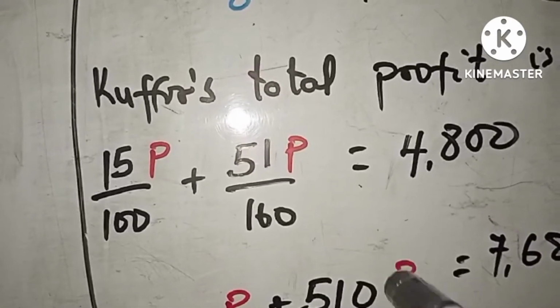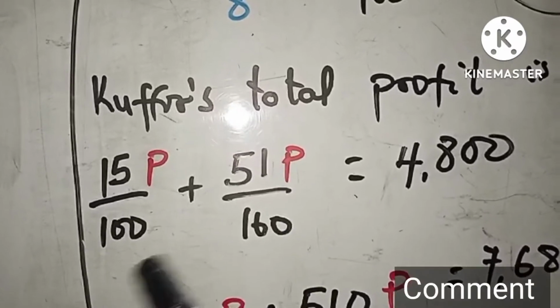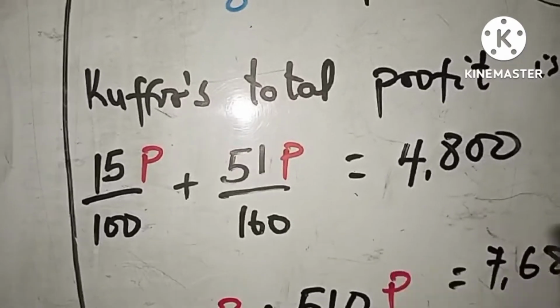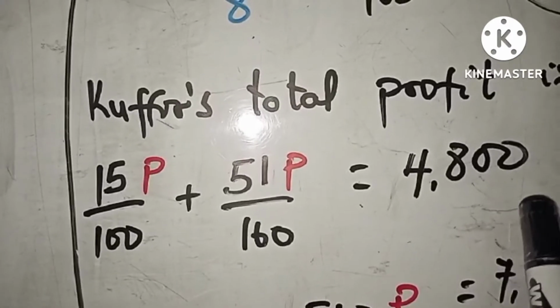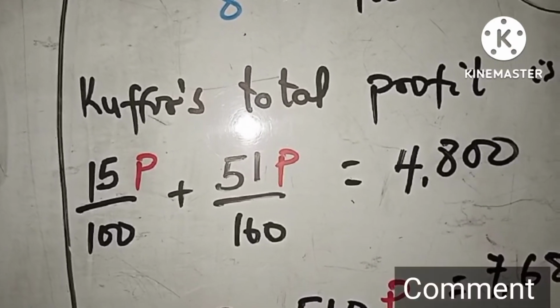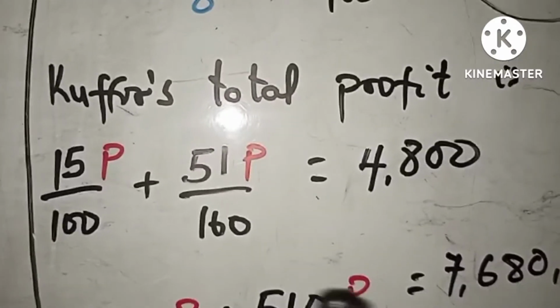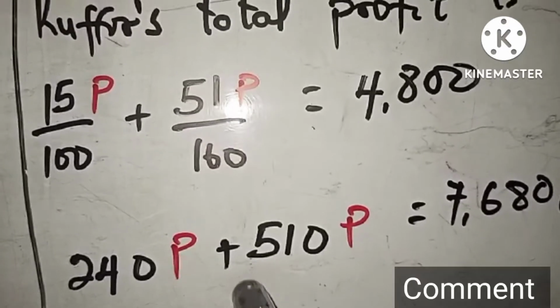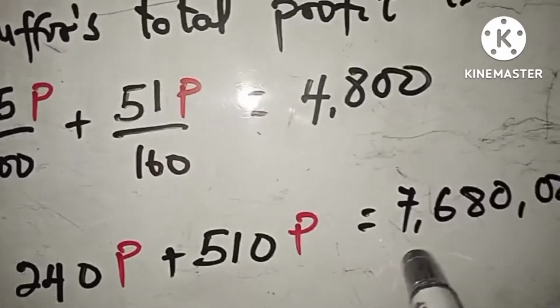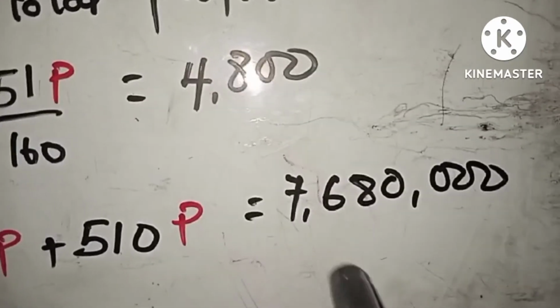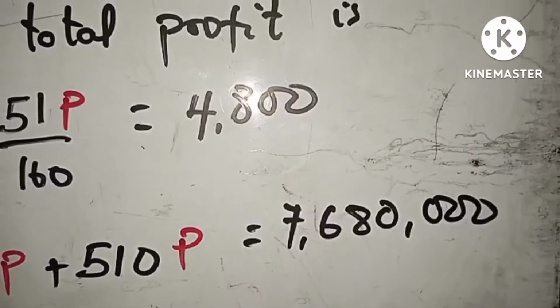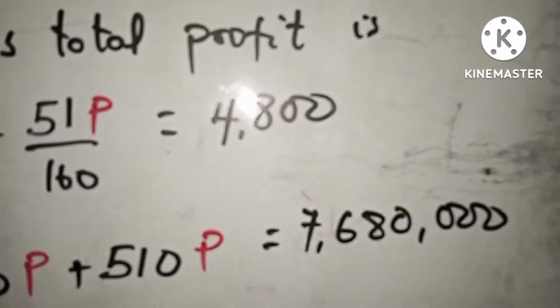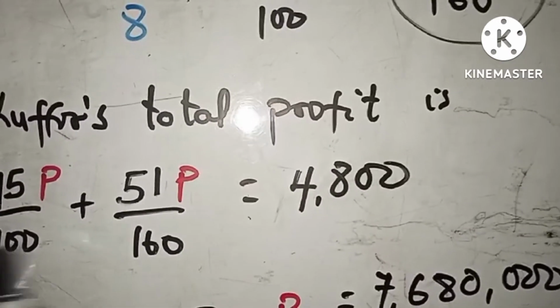If you have any problem, make sure that you comment on it. So the LCM of these two, just find out and multiply through whichever way you want to solve this. It is accepted once you are arriving at the same answer. Okay, so this is what I had. I had 240p and then plus 510p, which is equal to 7680 and then 000. Right, so this is what I'm having after I've solved this problem.